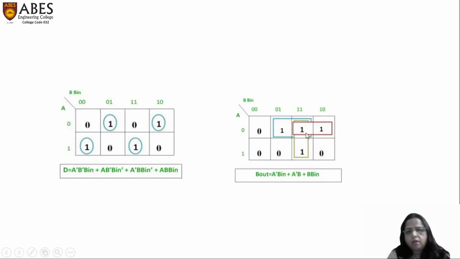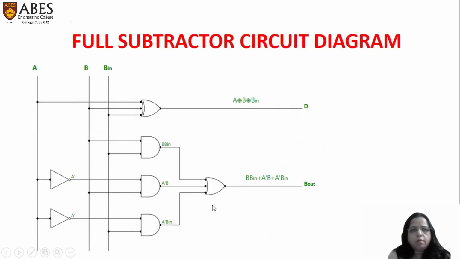Since we have three combinations of two groups, for the first group we have A bar B in plus A bar B plus B B in. So on the basis of this difference and borrow out, we can draw the logic diagram or the circuit diagram of the full subtractor. For the difference, we have A XOR B XOR B in, and for borrow out, we have A bar B plus A bar B in plus B B in. So this is the logic diagram or the circuit diagram of the full subtractor.